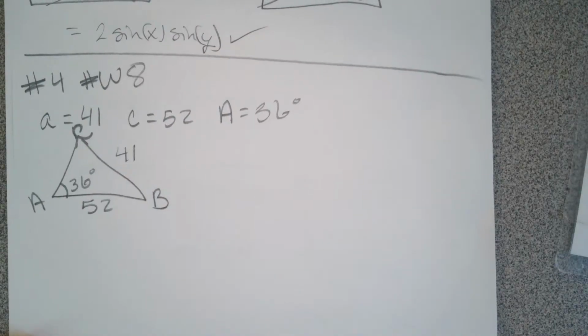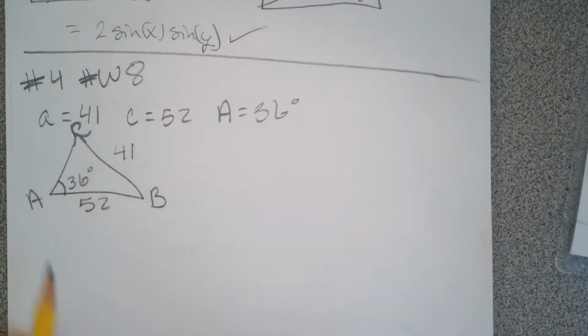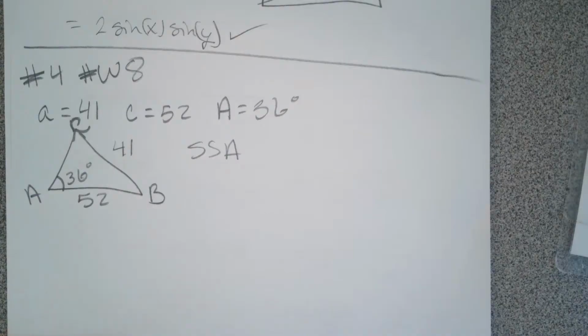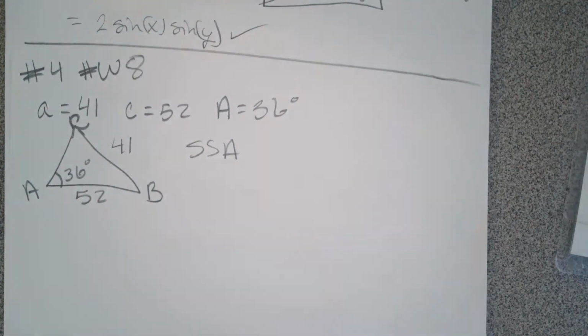What do I have? Side, side, angle, right? The angle is not in between the sides. So it's side side angle. What does that mean? This is the ambiguous case, right? This is an SSA problem. Read it backwards, this is an ASS problem. This is the ambiguous case. So flip your flow chart over. Everybody should have their flow chart. Everybody should have their reference sheet. This is the ambiguous case.